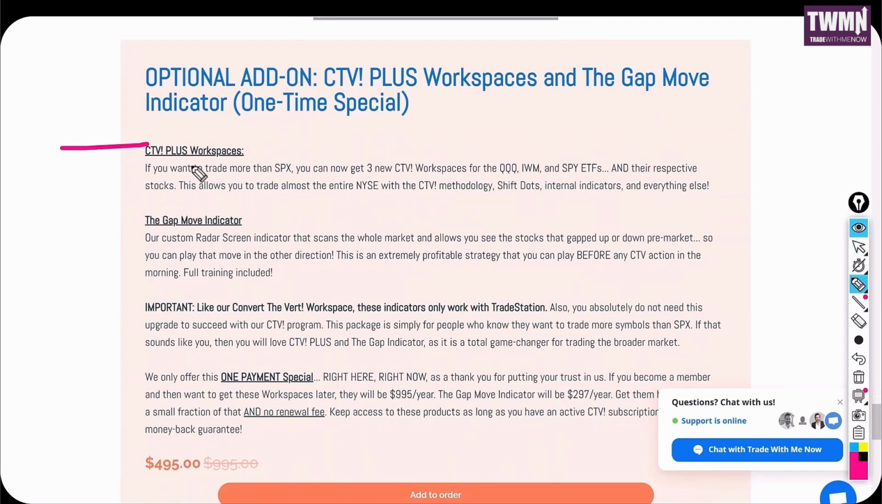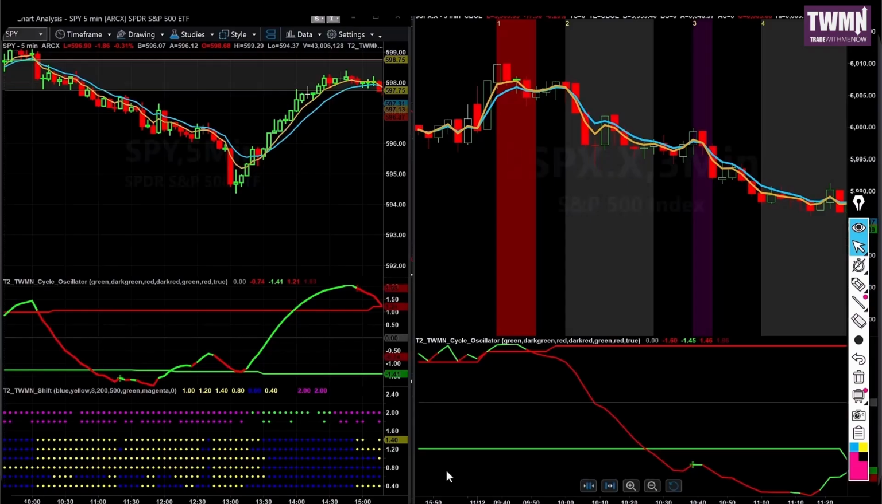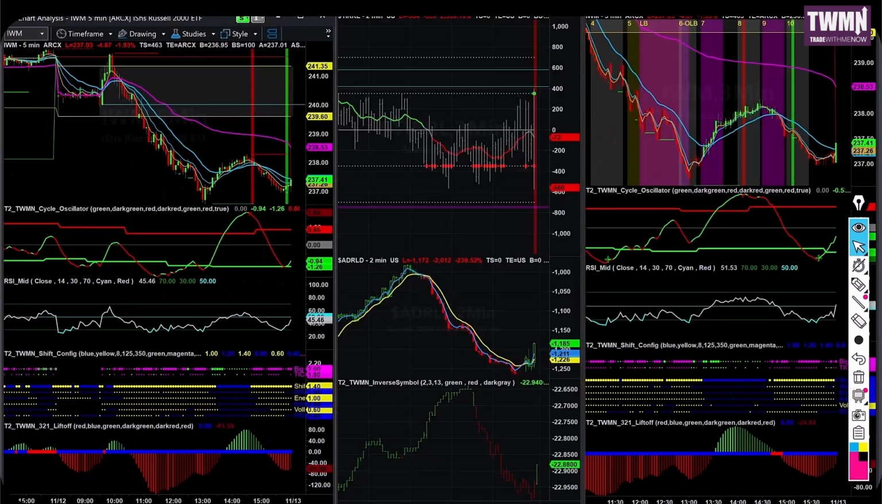The CTV Plus workspaces give you an opportunity to use the CTV technology on day trading. So if you want to day trade the Qs, the Russell, the SPY, or even stocks that are inside of those ETFs, you can use special CTV workspaces. Just to give you a quick look at one of them, this is the one for the Russell. This is the IWM. Just to give you an idea, this is the Russell.